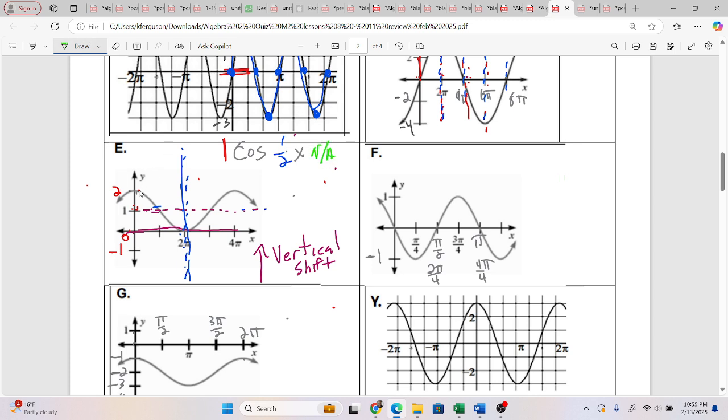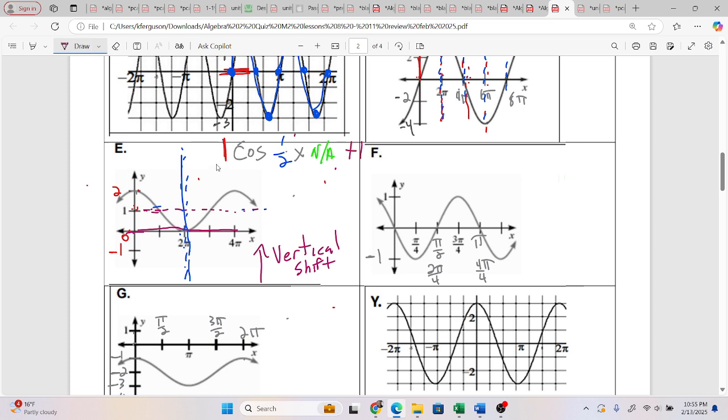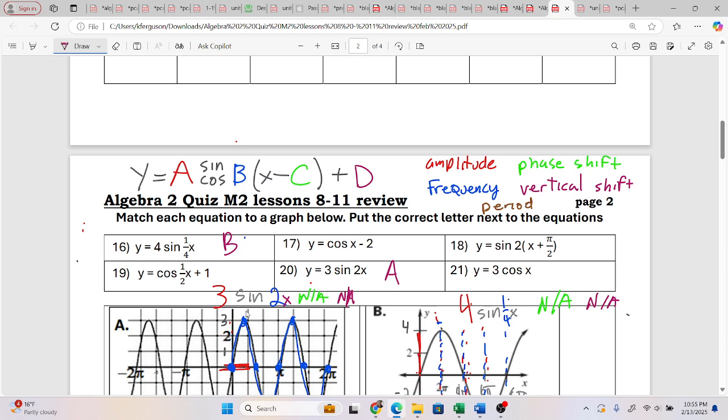So a vertical shift, the same thing happens. If I had a vertical shift, oh wait, I do have a vertical shift. So the midline is supposed to be at 0, but where's this midline? It's at 1. So the midline moved from 0 to 1. So it went up 1. So the equation of my graph should look like, because that's a 1, y equals cosine of 1/2 x plus 1.